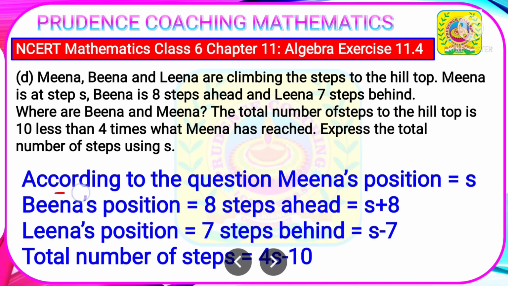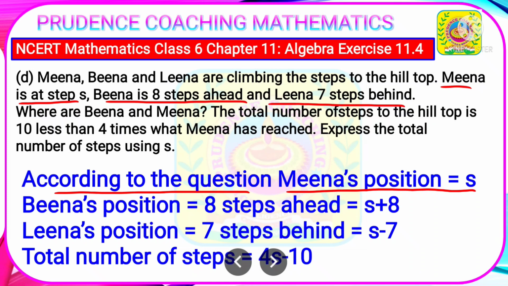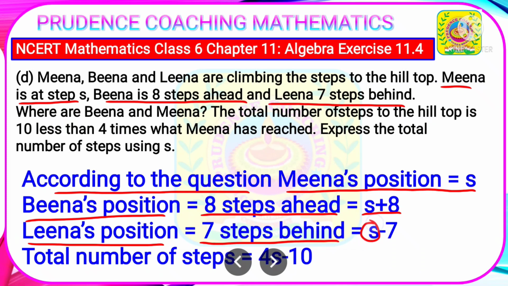So we will write, according to the question, Meena's position equals to S, as it was given that Meena is at step S. Next it is given Bina is 8 steps ahead and Leena is 7 steps behind. So Bina's position will be 8 steps ahead of Meena, that is S plus 8. That means Bina has travelled 8 more steps than Meena. Then Leena's position is given to be 7 steps behind Meena. That means what Meena has travelled, that is S, Leena has travelled 7 steps less.